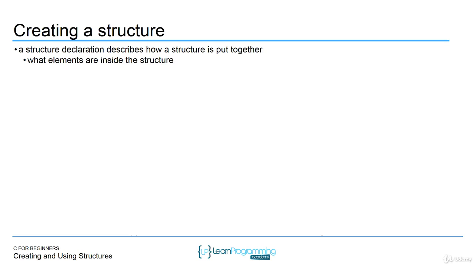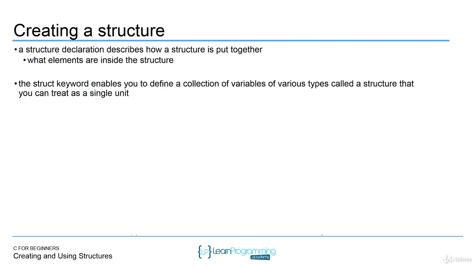So how do you create a structure in C? It's very, very simple. A structure declaration describes how a structure is put together, what elements are inside the structure. And we usually refer to these elements as members. Because you first have to define or declare the structure, describe what is inside the structure. And you can do that with the struct keyword. The struct keyword enables you to define a collection of variables of various types, called a structure, that you can treat as a single unit.